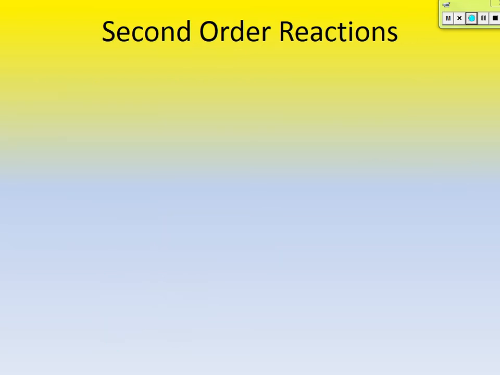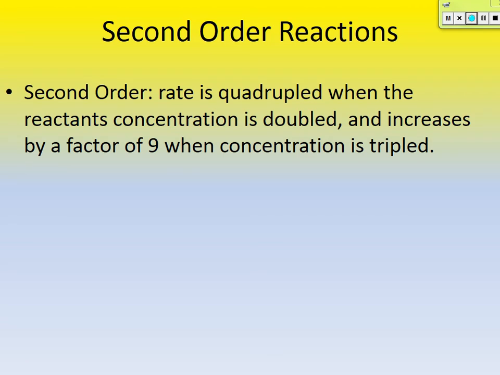All right, finally, we'll look at second order reactions. Here's the definition. Second order, the rate is quadrupled when the reactant's concentration is doubled. So we'll think about that. The rate is quadrupled when the concentration is doubled, and increases by a factor of 9 when the concentration is tripled.